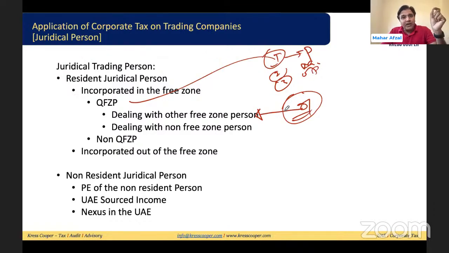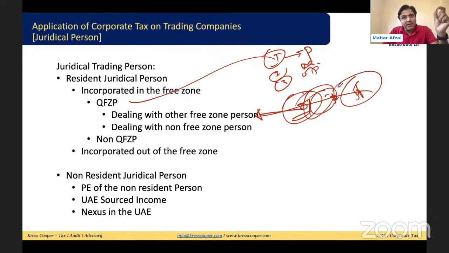Now, if the qualifying free zone person has a transaction with a non-free zone person, assuming in the first situation there is a company in Jafza dealing with another company in the Safe free zone. One company is in Jafza, the second company is in the Safe free zone. Both are free zones. Whatever income the Jafza company, the qualifying free zone person, gets from this transaction with the Safe free zone company will be a qualifying income.